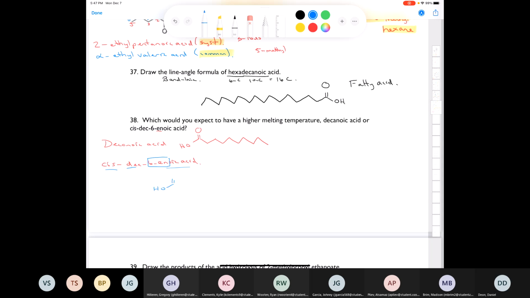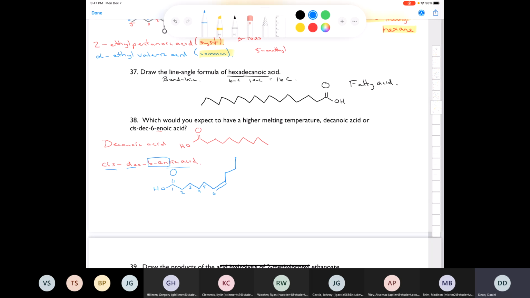So we got 1, 2, 3, 4, 5, 6. And then it's going to look like this. Okay? Maybe I could draw it like this. Okay, look, I have 1, 2, 3, 4, 5, 6. So since it's cis, 7, 8, 9, 10. Yeah, that's probably an easier way to draw it.